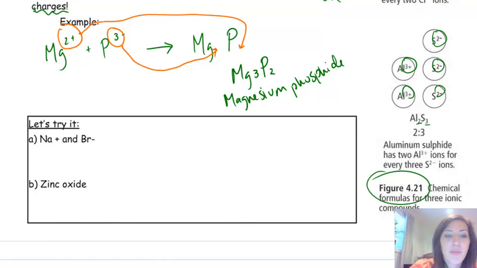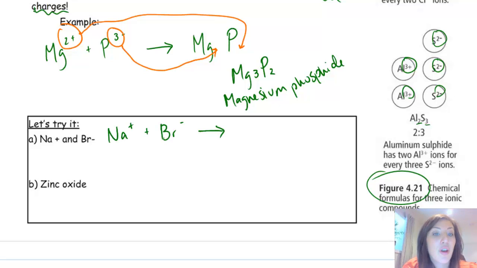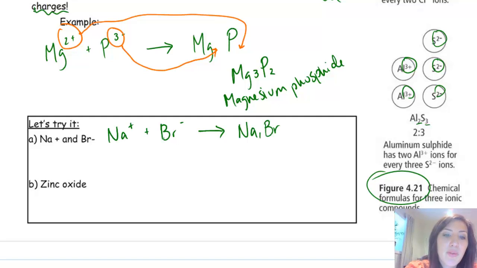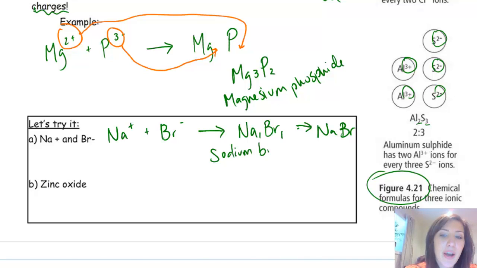Sodium and bromine, they come together, Na plus and Br minus. Well, you'll see that they both already have a charge of 1 plus or 1 minus. So when we have the bromine, the 1 minus is just a 1 down here, and sodium 1 plus, it'll just make a 1 down here. So we could really just say this is NaBr. And let's name this in words just to make sure we all know how. This would be sodium bromide.